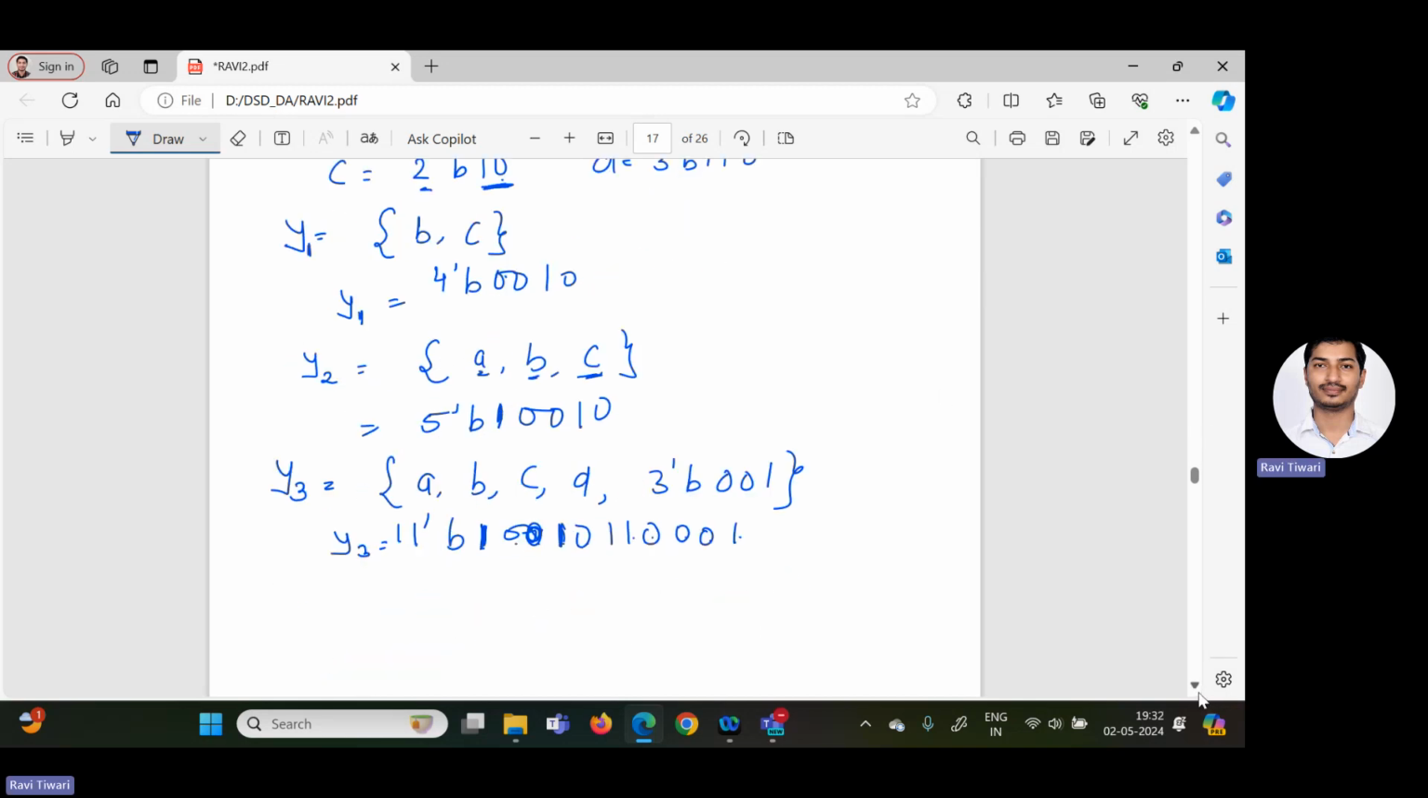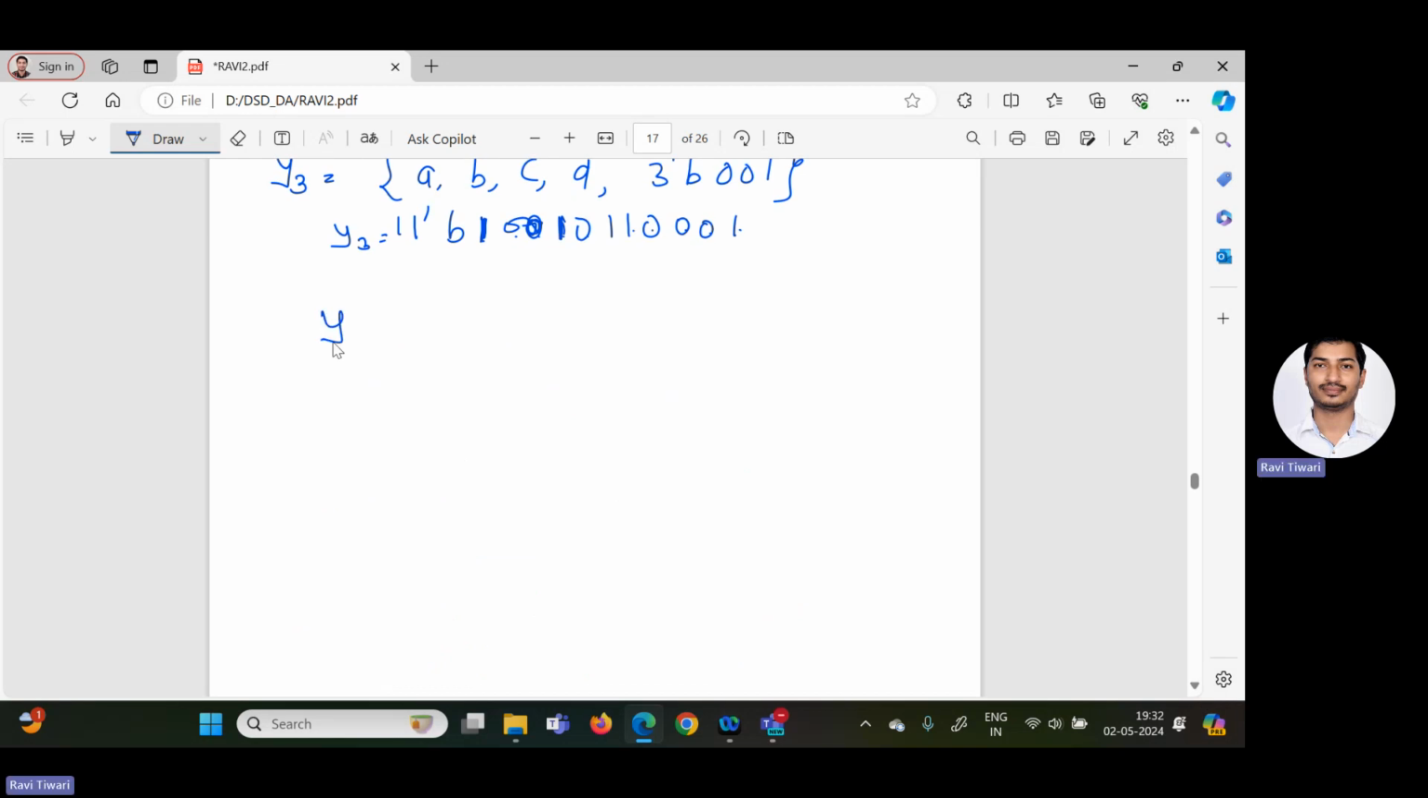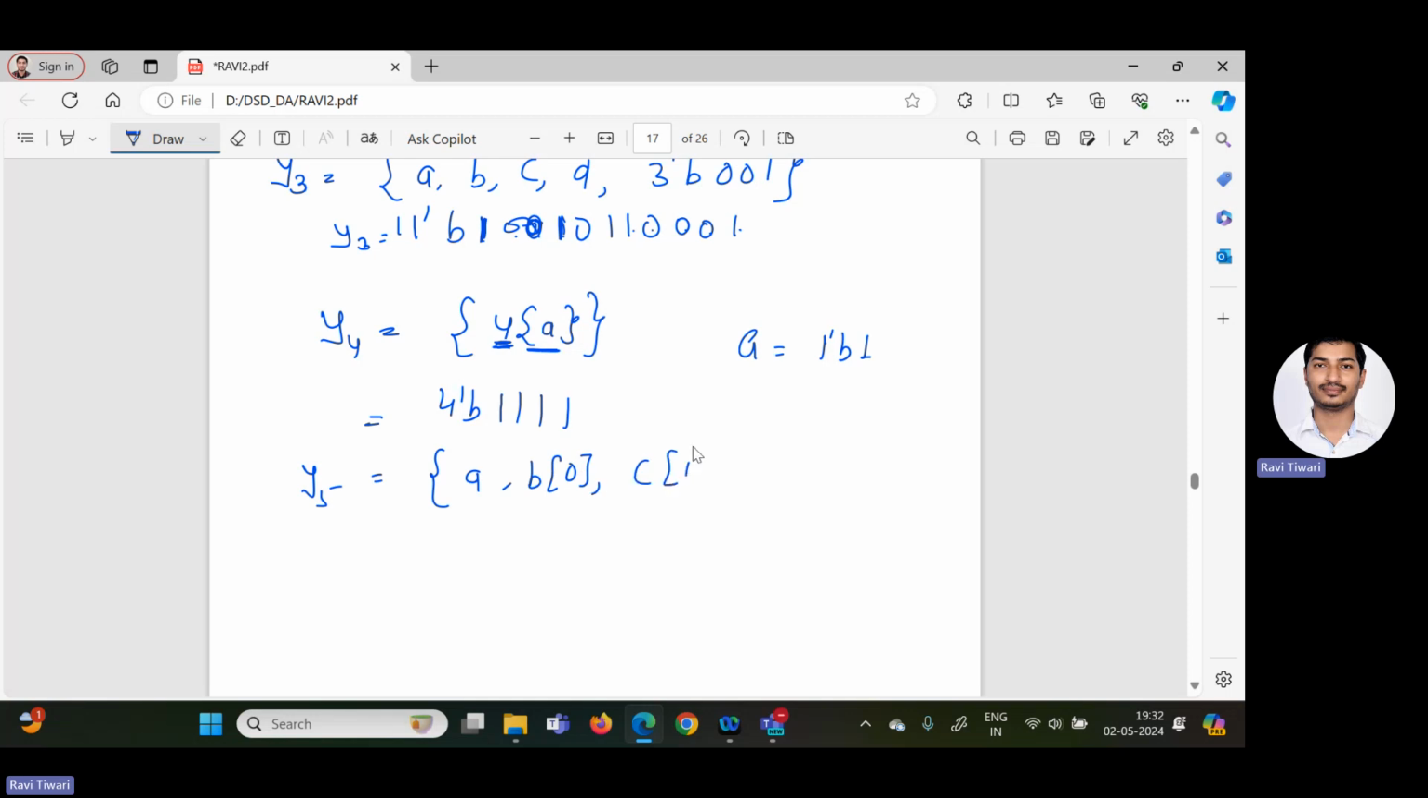Similarly, if I am writing Y4 equals to {4{A}}, and we know that A is equals to 1'b1. So what is the meaning of this one? It's a copy of A 4 times. That means here you will get 1, 1, 1, 1, 4 times, and this is 4'b. Clear?